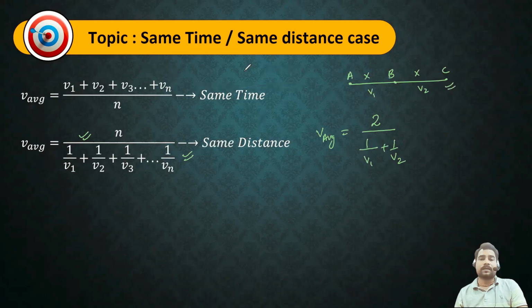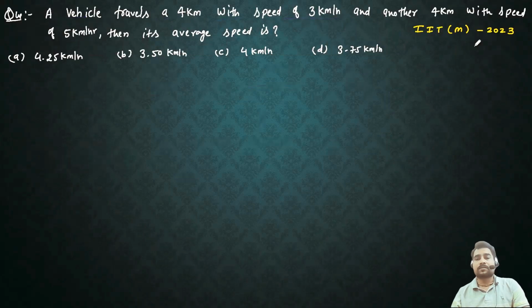v2. Let's suppose you follow this journey for the point D also. So you cover A to B, B to C, and C to D distance as x, and speed is v3. This time your average velocity is going to be 3 upon 1 upon v1 plus 1 upon v2 plus 1 upon v3. So that's how directly you can use these two formulas, and it is very useful. This question was asked in IIT 2023.